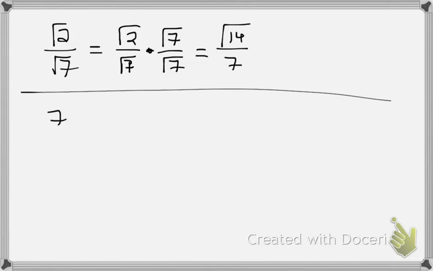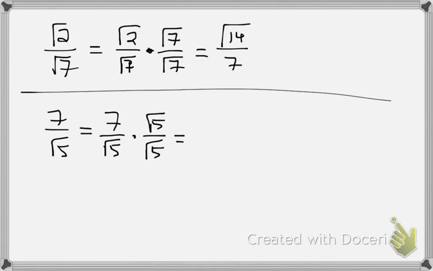What if I had 7 over the square root of, I don't know, let's do 5. 7 over the square root of 5. What do I do? Multiply both the top and bottom by square root of 5. So up top I get 7 square root of 5. And on the bottom I get 5.